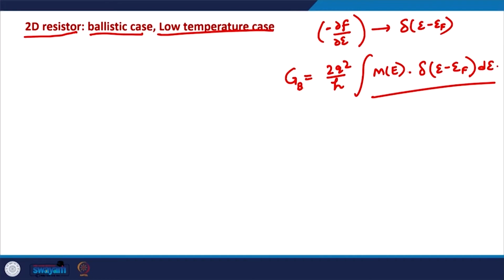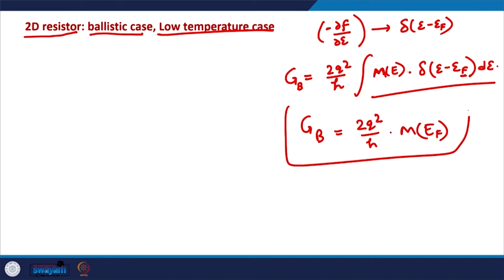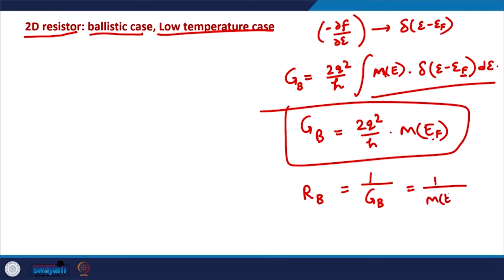Now, M(E) in this integration has a delta function along with it at EF, the Fermi level. So, this integration now simplifies to 2q square by h M(EF), essentially this one. So, the value of the modes at Fermi energy is now the important factor in the conductance, and the resistance of the ballistic 2D conductor at low temperature limits will be 1 by the conductance, which will be essentially 1 divided by M(EF) into h by 2q square.